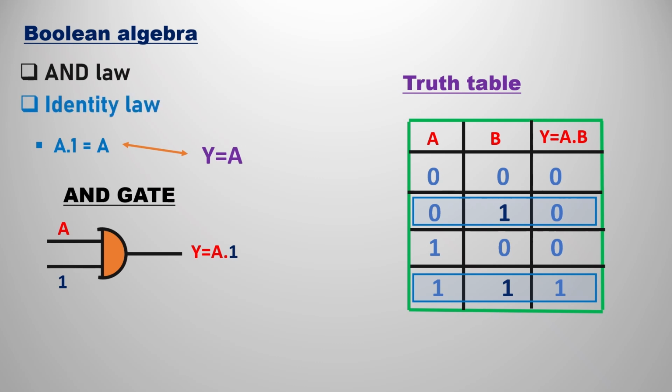If you observe there also, when we replace b with 1, there are 2 cases, the second case and the fourth case. The output depends only on a. If a is 0, the output is 0. If a is 1, the output is 1. Simply like normal math: anything into 1 is the same thing that we get as output.